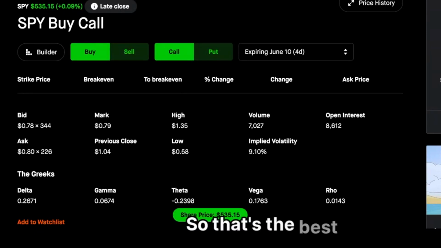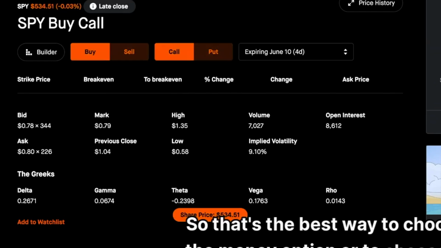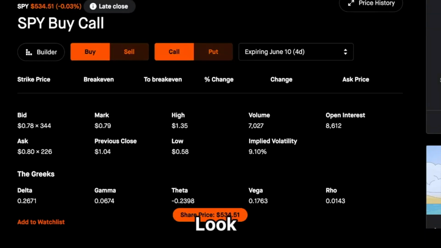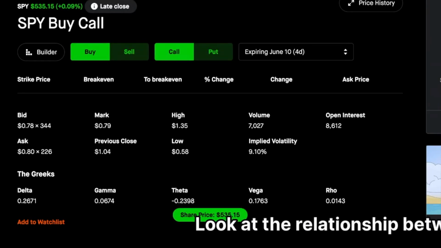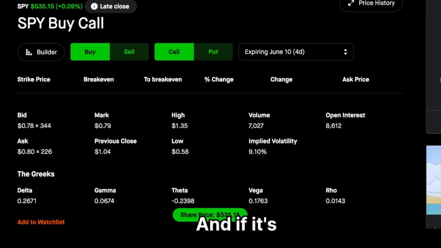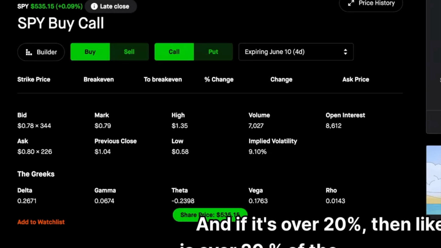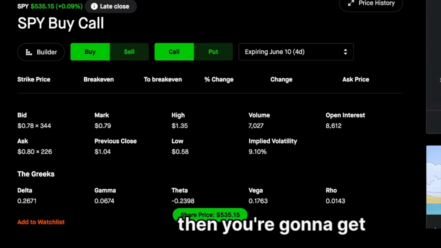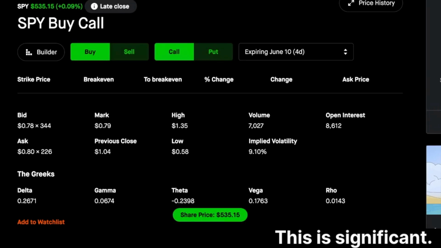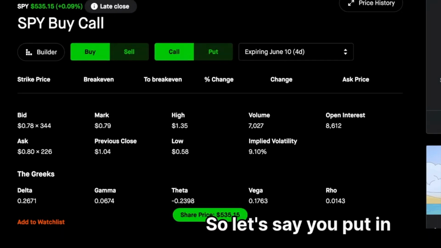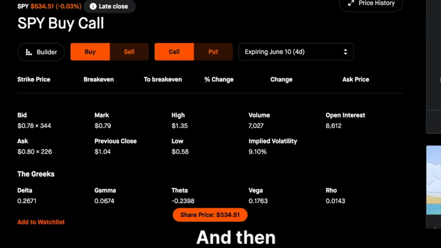So that's the best way to choose out of the money options, or to choose options. Get something out of the money, look at the relationship between the contract price and the delta. If delta is over 20% of the value of the contract, then you're going to get an automatic 20% gain for a $1 move in the stock. This is significant. So let's say you put in $5,000 into calls, and then SPY goes from 535 to 536.